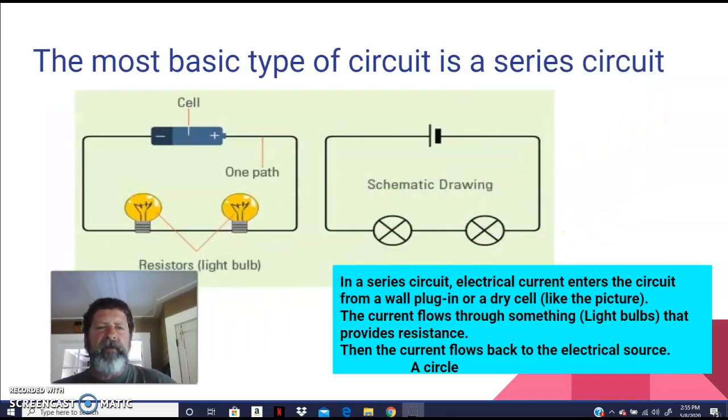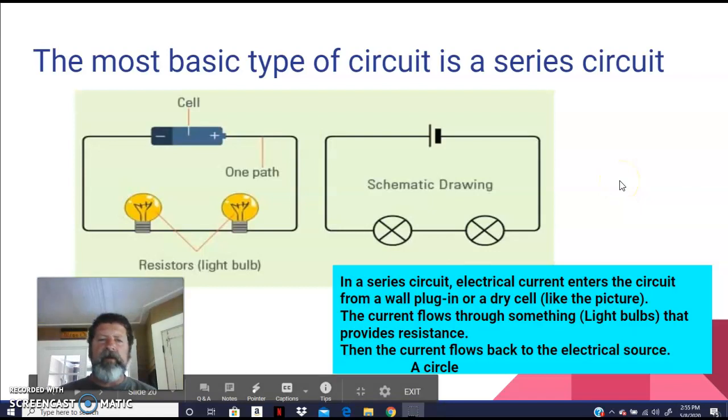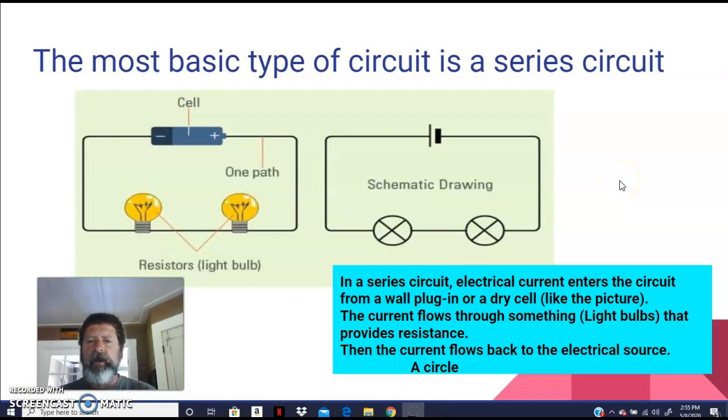So the most basic type of circuit that we're going to talk about is a series circuit. In a series circuit, electric current enters the circuit from a wall plug-in or a dry cell like in the picture, and the current flows through something, in this case, light bulbs. That's going to provide resistance. So as the light bulbs provide the resistance for that electrical flow, they're going to heat up and the current will flow back to its original source. So you want to have something in between that negative side of the battery and that positive side of the battery, otherwise you're talking about a short circuit, and that could cause a spark or a flame.